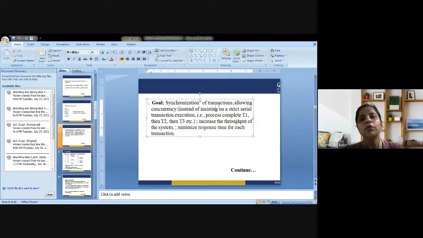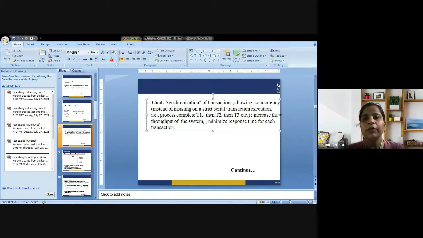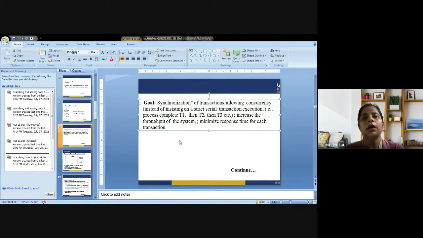Now, what is the goal of synchronization? Synchronization means allowing concurrency instead of insisting on a strict serial transaction execution, that is, process complete T1, then T2, then T3. This is what serializability is like. After the whole completion of T1, T2 starts, and it could increase the efficiency of the system, that is the throughput of the system, and minimize the response time for each transaction.